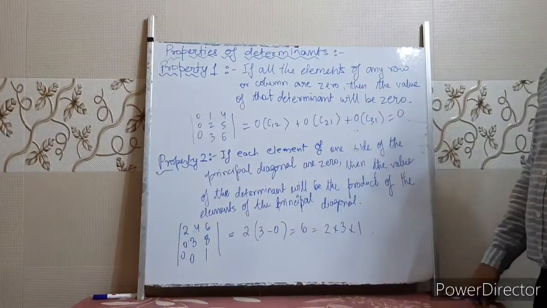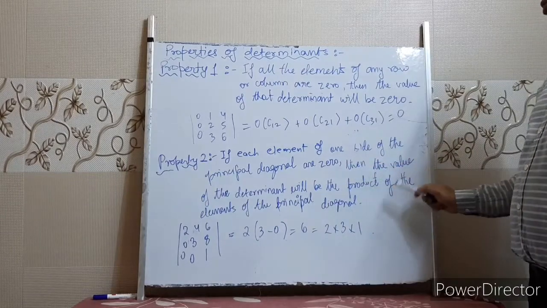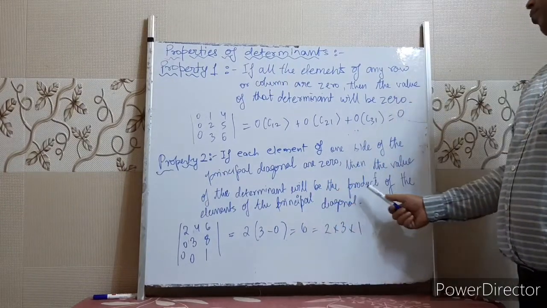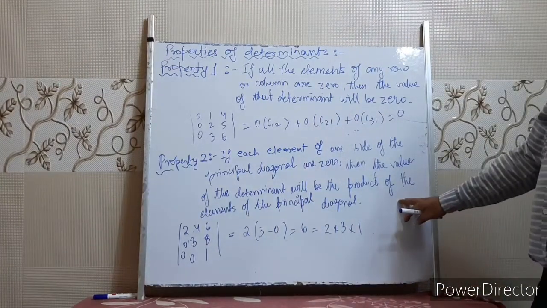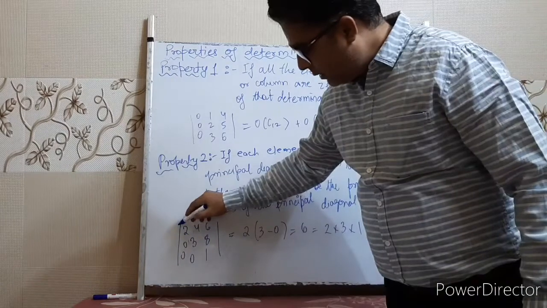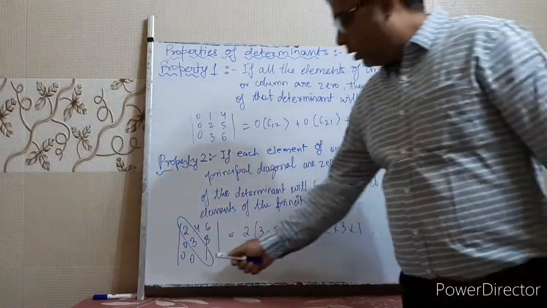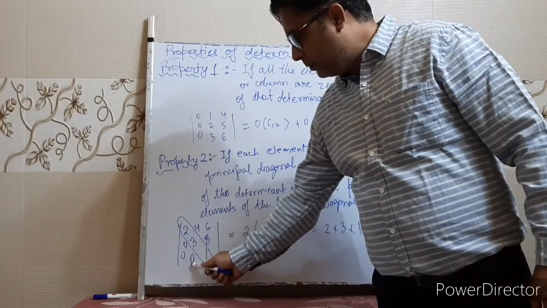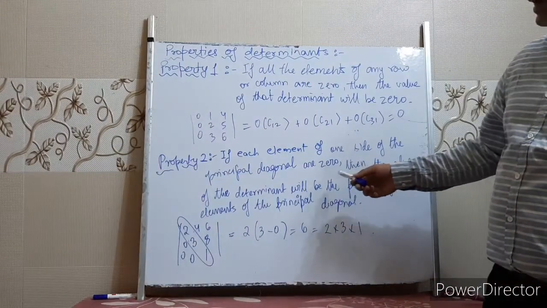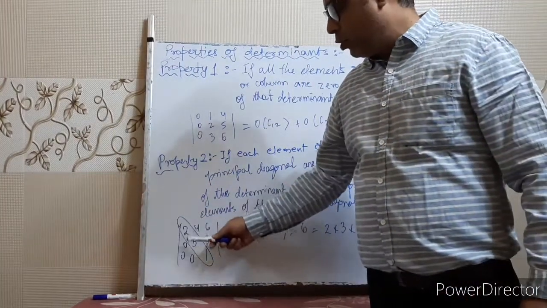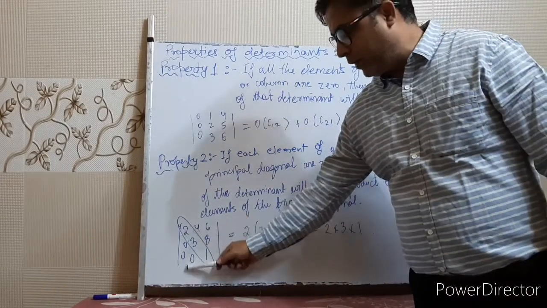Second property states that if each element on one side of the principal diagonal is 0, then the value of the determinant will be the product of the elements of the principal diagonal. Anywhere you can see this is a principal diagonal, right children? You can see there the elements on one side of the principal diagonal are all 0. So according to the property, we can say that the value of the determinant will be 2 into 3 into 1. Let's see how. Suppose we expand this determinant about the first column.